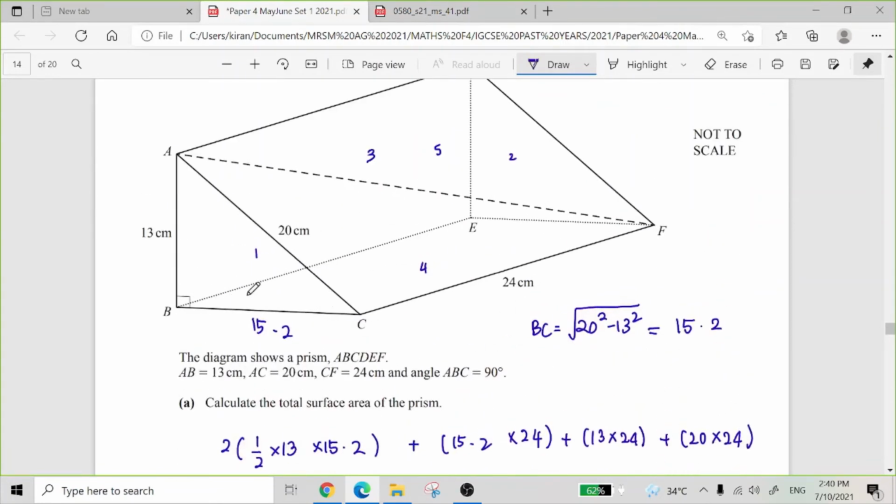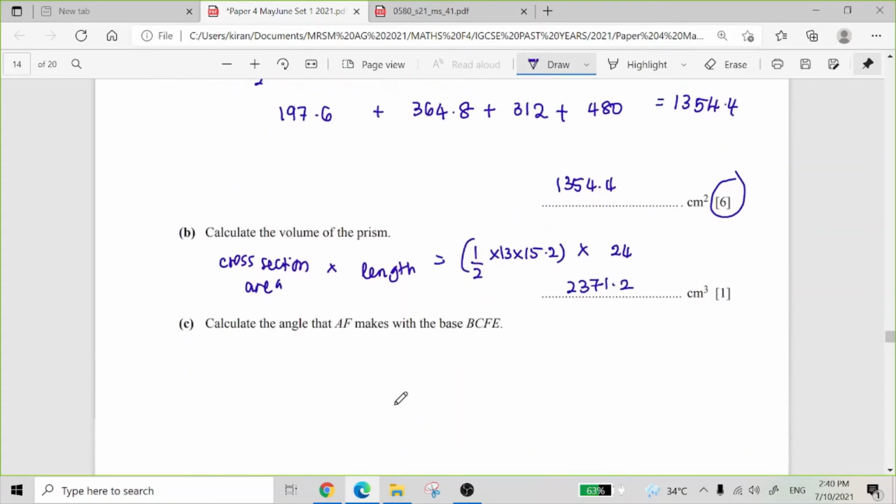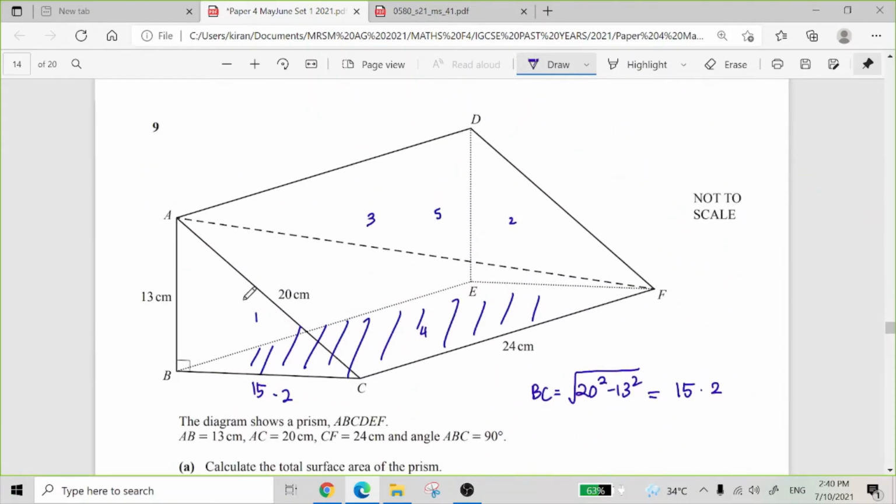Okay, we have the base here, BCFE. That is BCFE here. Okay, and then the angle is between BCFE and the line AF. This is the line AF. So how to calculate the angle between a line and a plane? Okay, between a line and a plane.